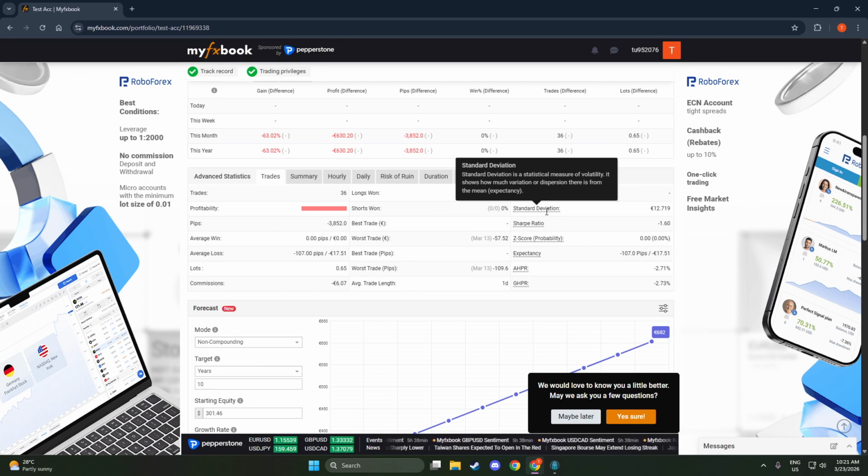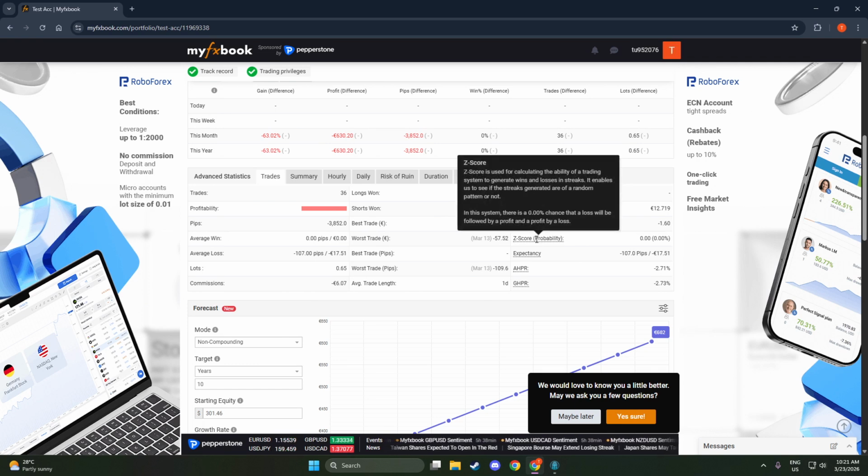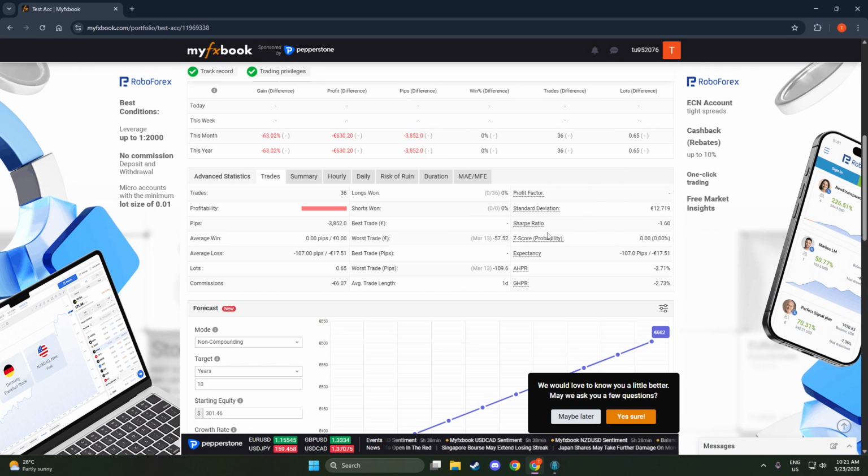Z-score examines the sequence of wins and losses to test whether your outcomes are random or if they tend to cluster. A significant z-score hints that wins or losses may come in streaks, which is useful context when you're evaluating position sizing and psychological readiness.